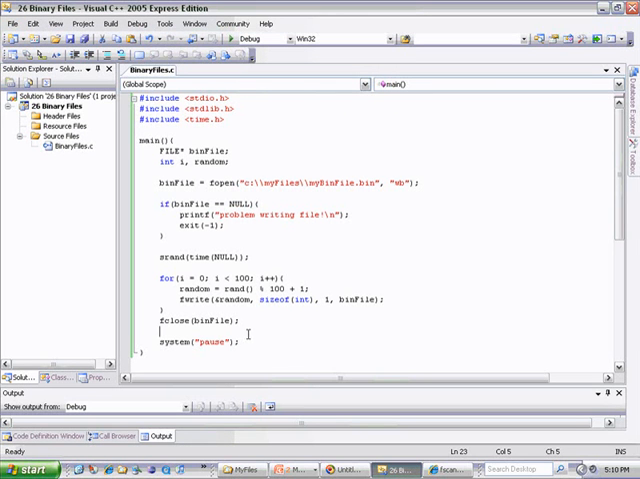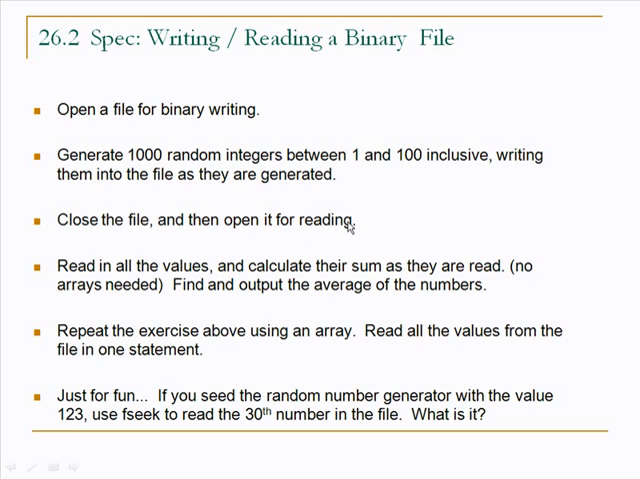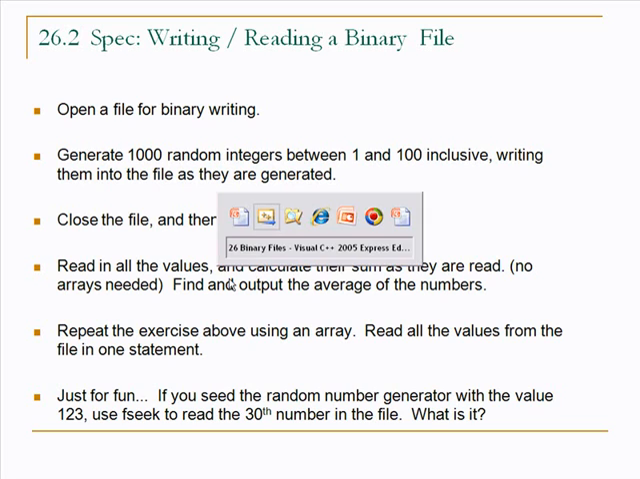Now, what was the rest of this spec? We're going to open the file for reading, and we're going to read in all of the values, calculate their sum as they are read, and not using an array. And then we're going to find and output the average of the numbers. So we're going to open that file again for reading, read the numbers in one at a time, and find the average as we go along.